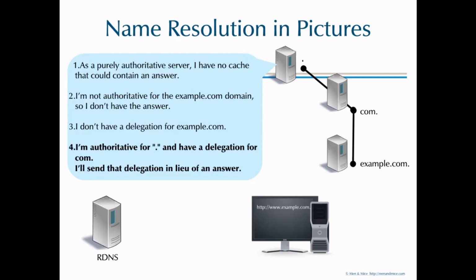So he works his way up a level from example.com to com, and he goes, oh, wait, I do have a delegation for com. I know where the com servers are. I can point the RDNS server to the right next place to ask. So I will not send an answer, but I will send a response, and in that response, I will send the delegation that I have. When I'm sending it, it's called a referral. So delegation is what I have. When it's being sent to the other, we're sending a referral.